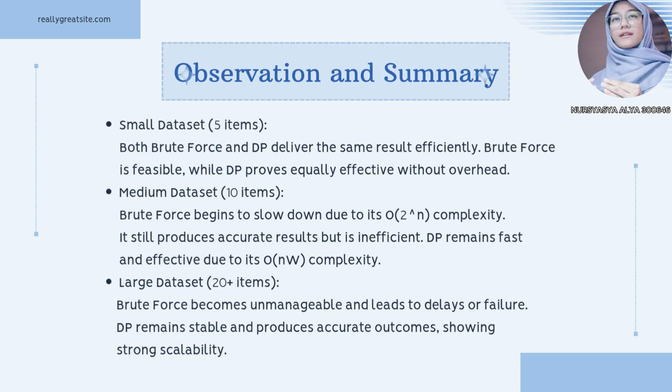Next is the medium dataset, which is 10 items. Here we start to see the difference, where the brute force algorithm begins to slow down significantly due to its exponential time complexity, O(2^n). While it still provides accurate results, it is no longer efficient because it is slow. Dynamic programming, on the other hand, maintains both speed and accuracy thanks to its more optimized time complexity, O(n times W), where n is the number of items and W is the capacity.